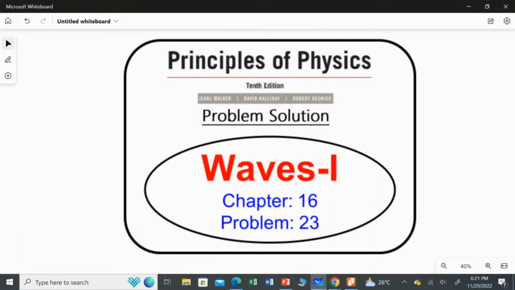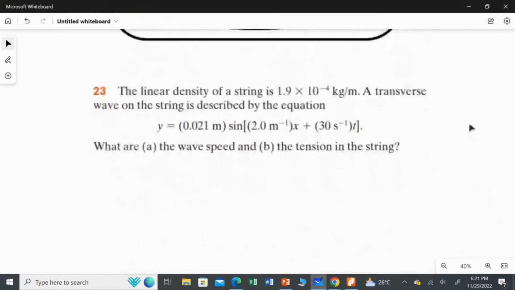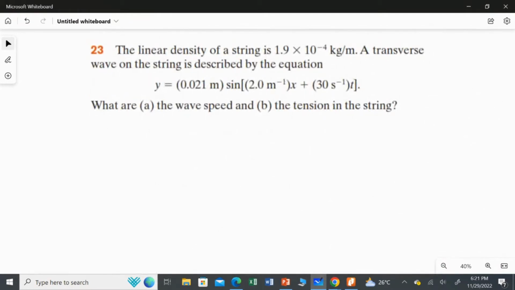In this video, I am going to solve problem 23 from chapter 16, Waves 1. The linear density of a string is 1.9 × 10^-4 kilogram per meter. A transverse wave on the string is described by the equation y = 0.021 meter sine of (2 per meter x + 30 per second t). What are the wave speed and the tension in the string?